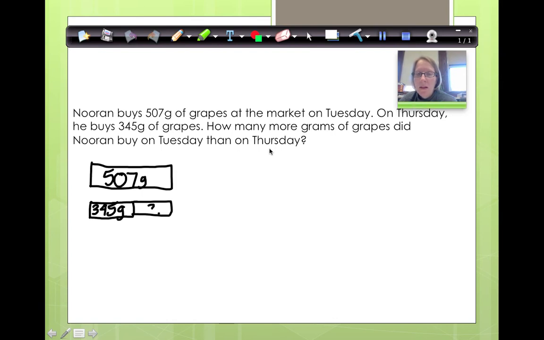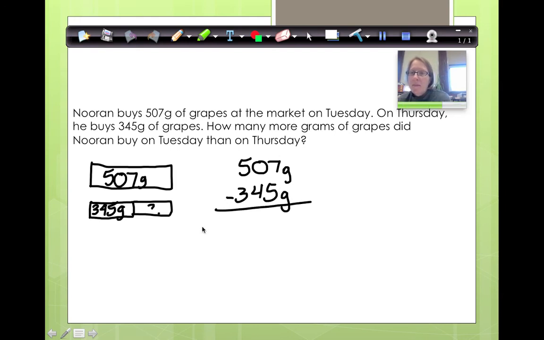Now let's figure out how to do the math. We're going to have 507 grams. Whoops, it's a 9. Now we're going to take away 345 grams. Then we're going to do this, right? Go ahead and pause the video and see what you get.